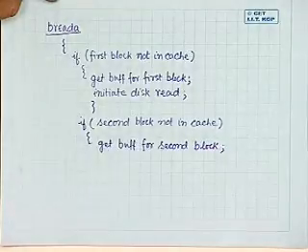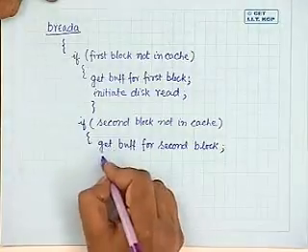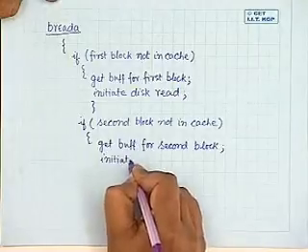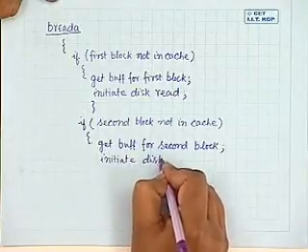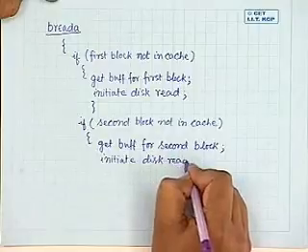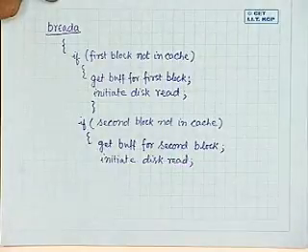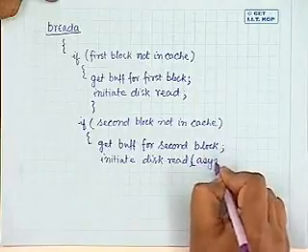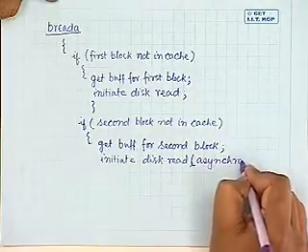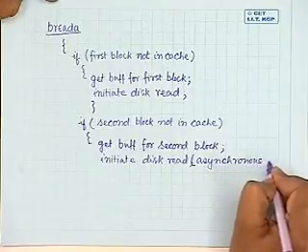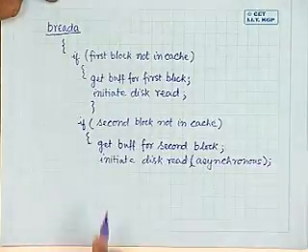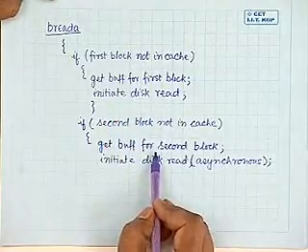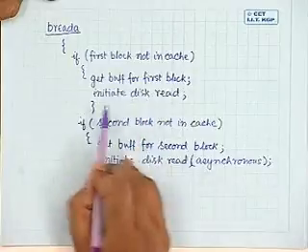So again, the get block algorithm has to be invoked, and following that we have to initiate a disk read for the second block. In this case, this read has to be asynchronous. It has to be asynchronous because the process immediately needs the first block. It does not immediately need the second block. So the process has to wait until the first block is read.